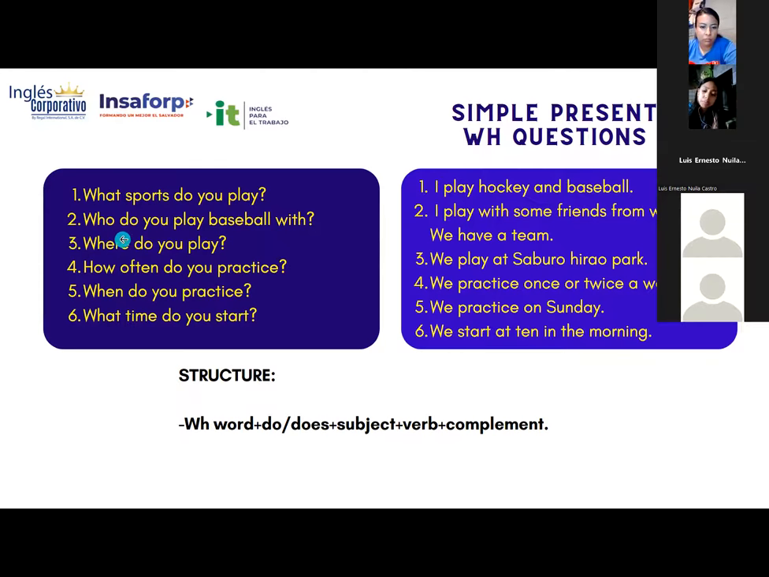Two. What do you play baseball with? I play with some friends from work. We have a team. Yes. Three. Where do you play? We play at Saburo Euro Park. Perfect.